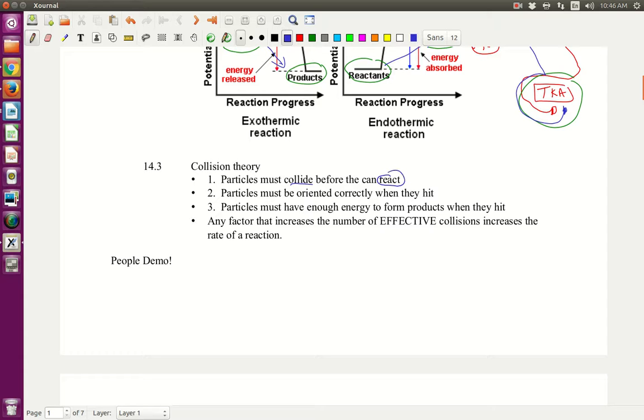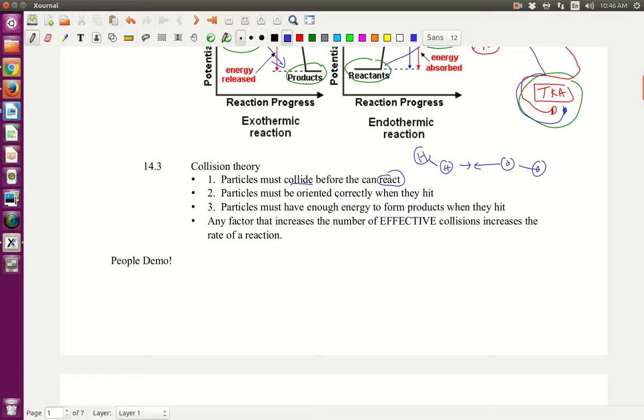Well, that makes sense. If I bring some hydrogen and some oxygen, and they're just kind of floating around out here, and they don't ever come in contact, they're not ever going to actually react. So they have to hit each other in order to react.